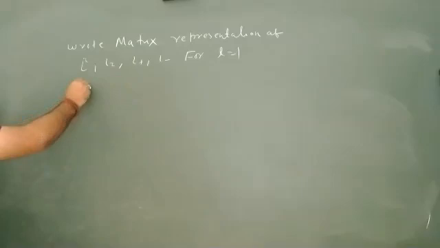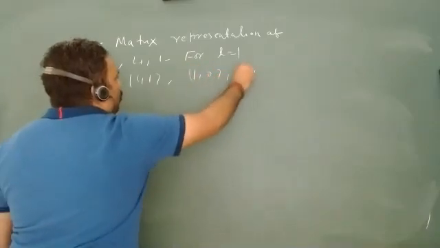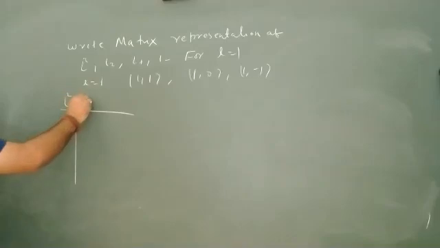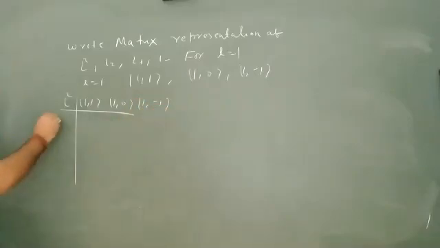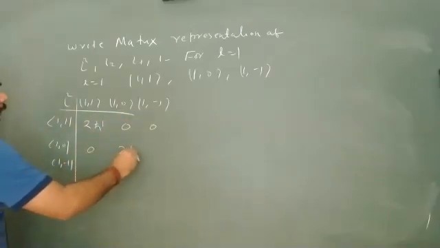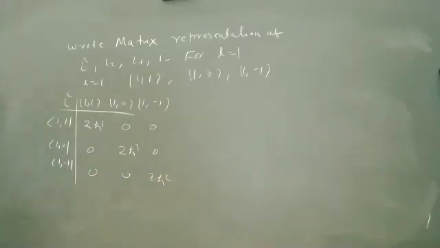For L equal to 1, we have the kets |1,1>, |1,0>, and |1,-1>. So this will be a 3 cross 3 matrix. This is your L square, with rows and columns 1 1, 1 0, 1 minus 1. L square goes to 2h cut square, and all other terms will be 0. This will be 2h cut square, 0, 0, 0, 2h cut square. So this is all about your L square.